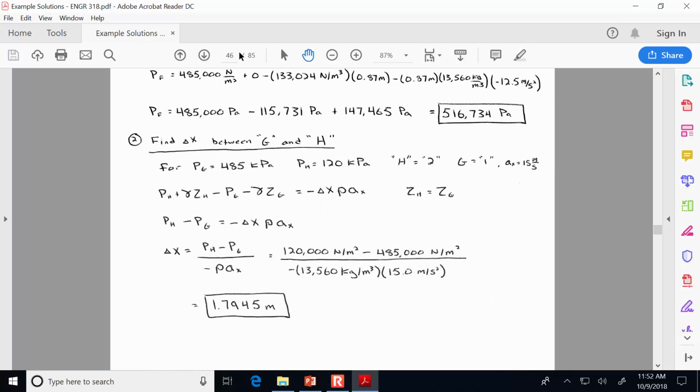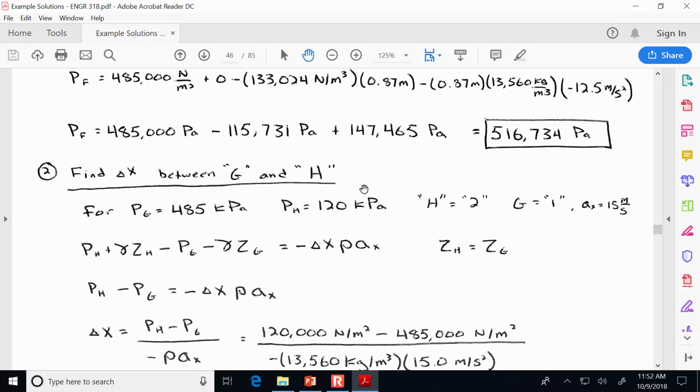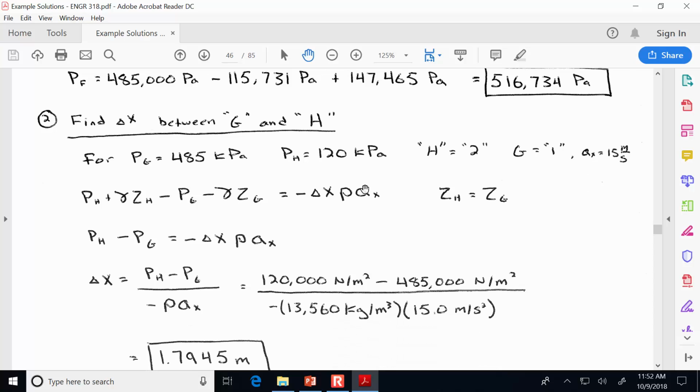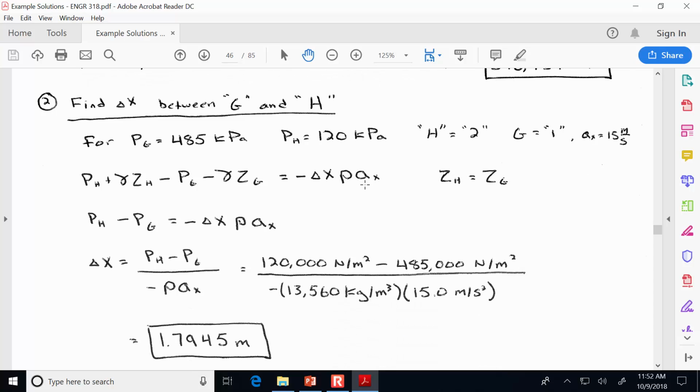Now to find the distance that's unknown, we're applying Euler's equation in the horizontal direction. So the acceleration is to the right at 15 meters per second squared. Location 2, which is further to the right, is H. Location 1, which is further to the left, is G. So if you substitute the G and the H subscripts into Euler's equation, you can see what we get here.